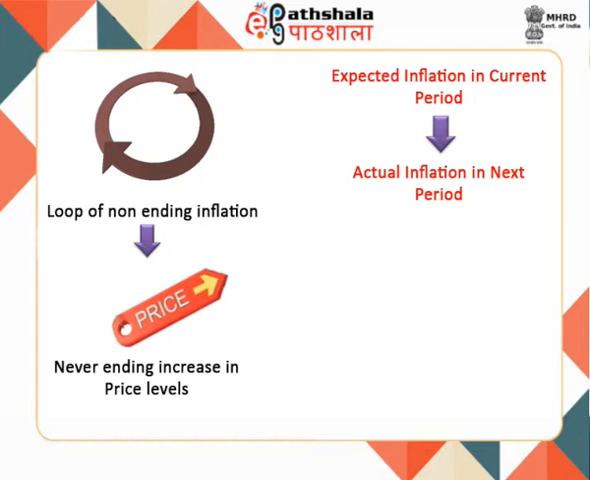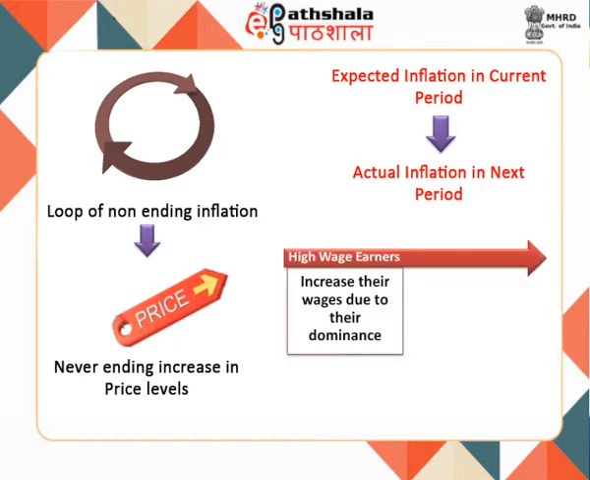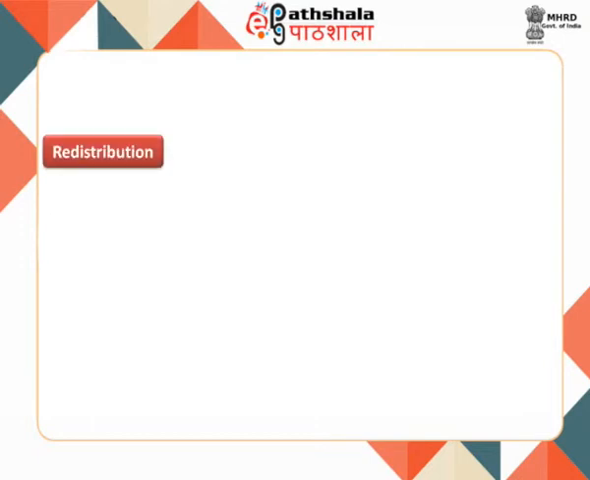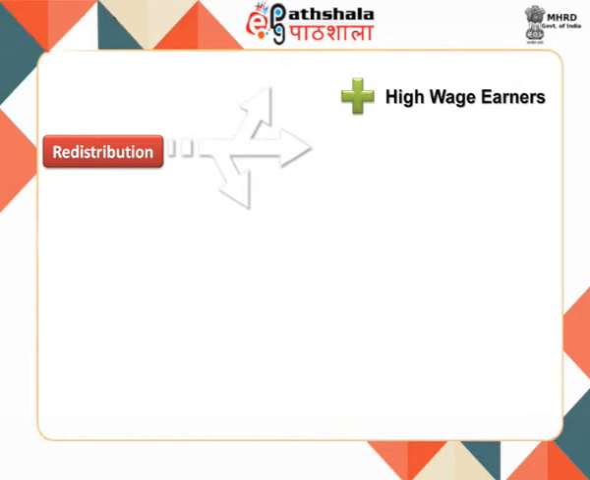Another implication of wage price spiral is that high wage earners are able to increase their wage rate due to their dominance, but low wage earners are not able to increase their wage rate. There is redistribution of income, but only benefiting high wage earners and not low wage earners.